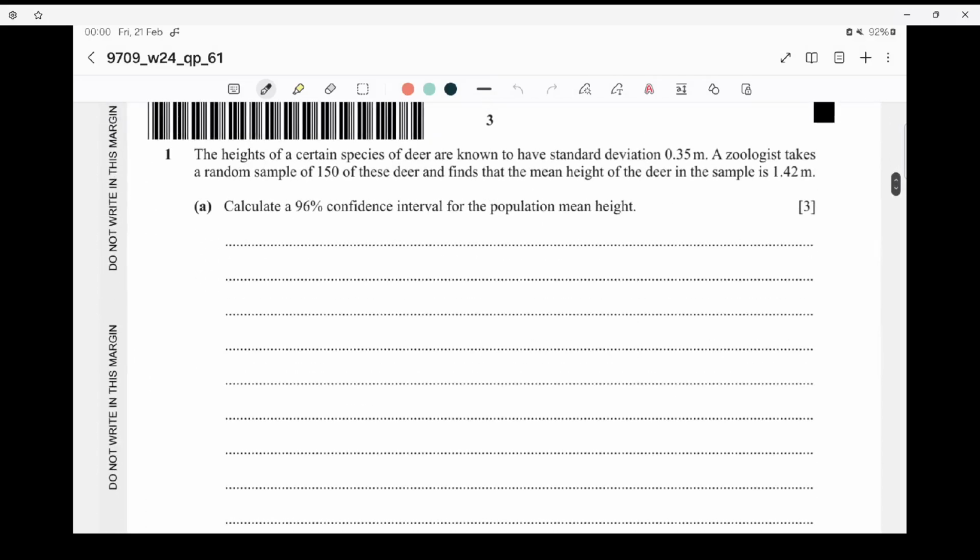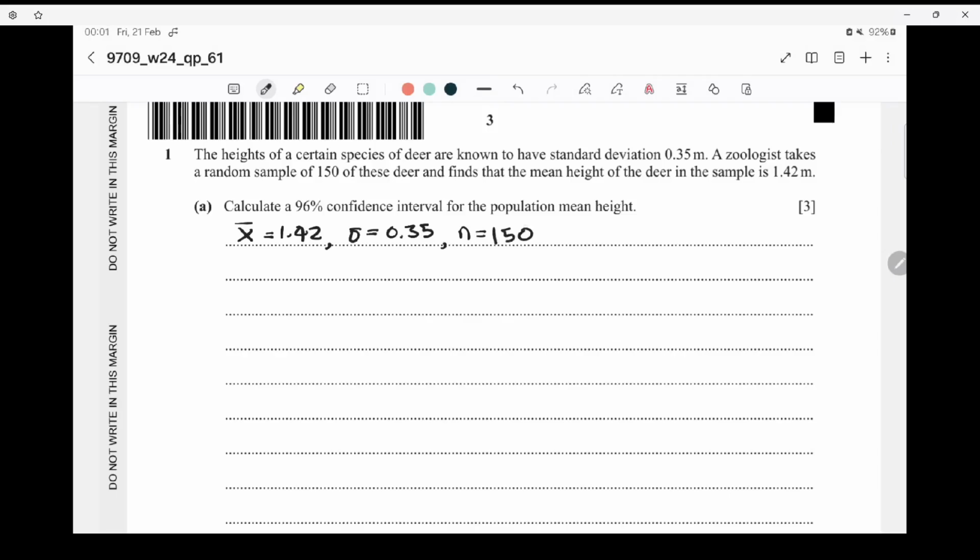Question 1. The height of a certain species of deer is known to have a standard deviation of 0.35. You take a random sample of 150 and the mean height is 1.42. You need to calculate the 96% confidence interval. So the sample mean is 1.42, your population standard deviation is 0.35, and the number of samples is 150.